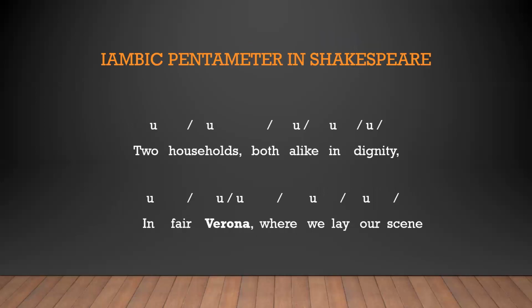Iambic pentameter in Shakespeare. These are a couple lines that you're probably familiar with. Two households, both alike in dignity, in fair Verona, where we lay our scene. These, of course, being the opening lines to the play Romeo and Juliet, whether or not that's your favorite out there. Everybody's heard of that. A lot of people at first glance don't realize that the lines actually are in iambic pentameter.